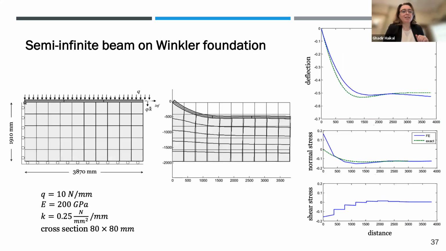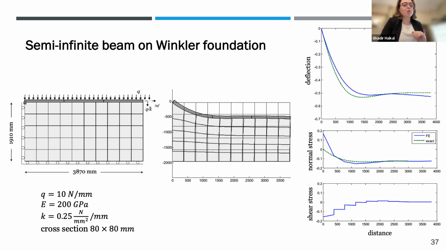So we were able to get the solution for a Winkler foundation using this approach. And this is a comparison: the green line is the exact solution. This is a problem that we can solve by hand. And the blue line is the solution that we have. And as you can see, there's good agreement. There's a little bit of issue at the beginning, but that's down to the finite element solution itself. It's not about the interface.